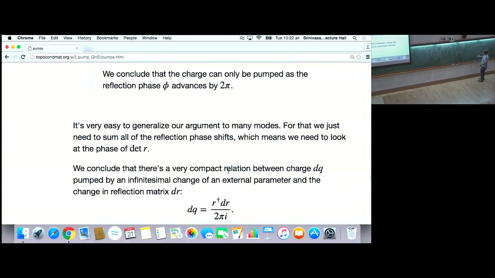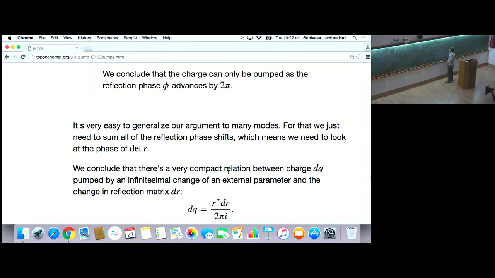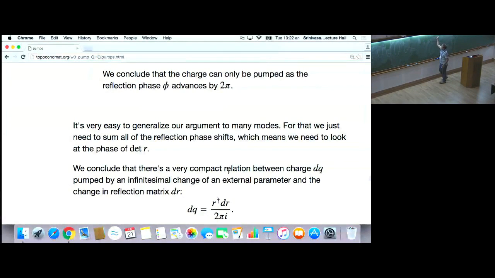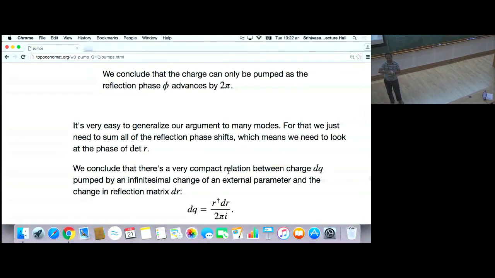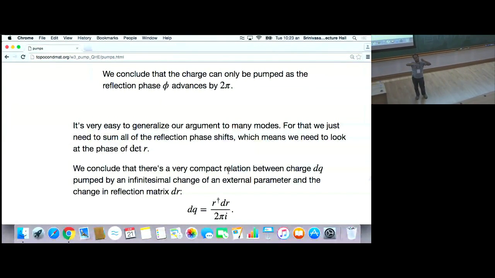So how to compute the pump charge? Let me just tell you the answer first. The answer is going to be that I look at the reflection matrix. I have electrons in one lead, and then I have this pump. I look at the reflection matrix, or the reflection coefficients, of electrons incident from the left lead into the pump, and they come back with some phase.